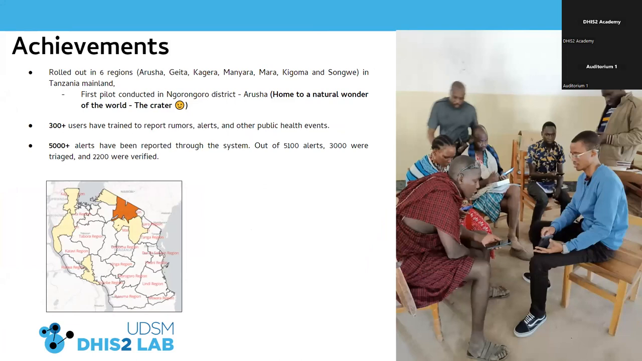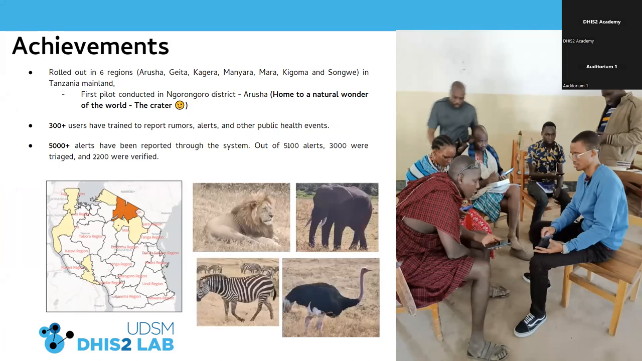As for achievements, at the moment this has already been rolled out in 6 regions. The first pilot was conducted in Ngorongoro. I guess we wanted to see some lions. Yes, in the crater. We also welcome you all to the crater. We made the first pilot in Ngorongoro, where most of the alerts were around, and most were related to animals. So I guess that's why we started there.